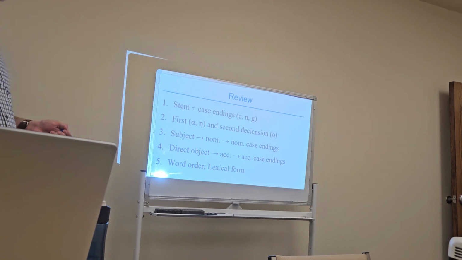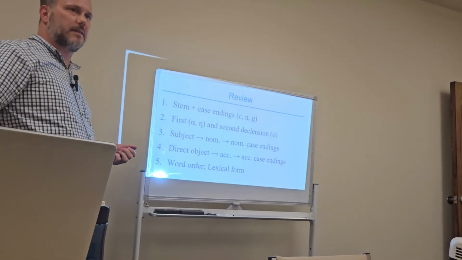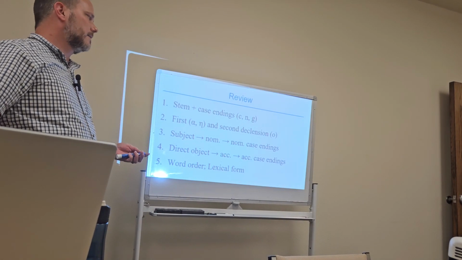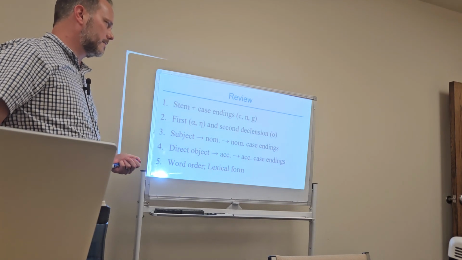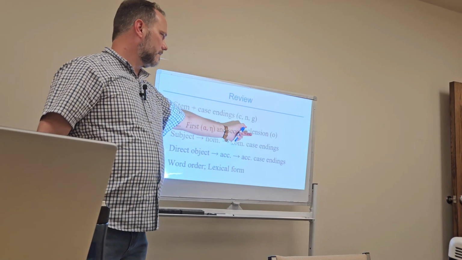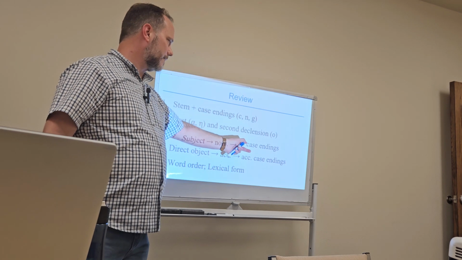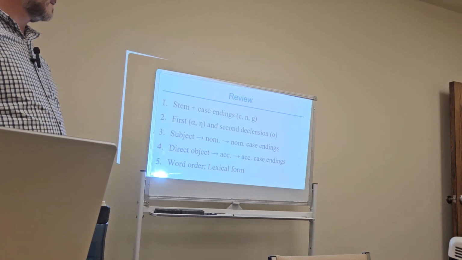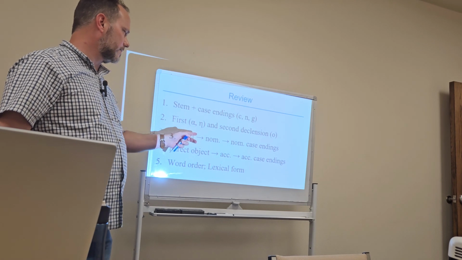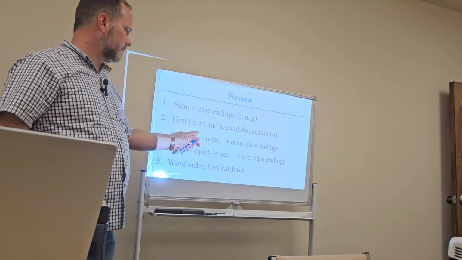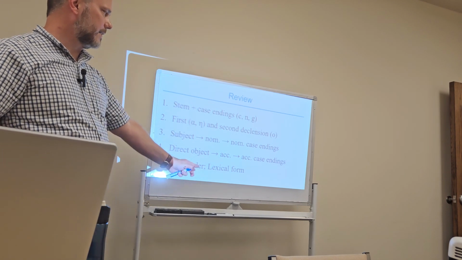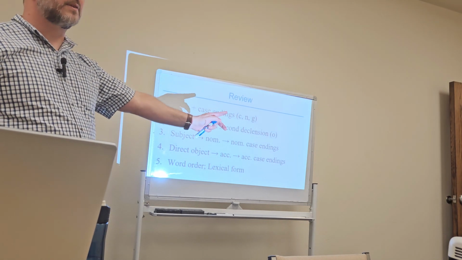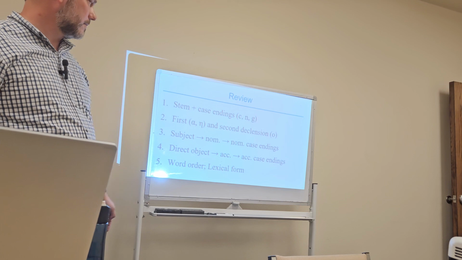Okay, so a quick little review. We've got our stem and case endings. So the stem would be the lexical form apostola. And the case endings are your case endings, and then the gender. We have our first declension, words that end with alpha or words that end with eta. And the second declension, where the lexical forms end in omicron.